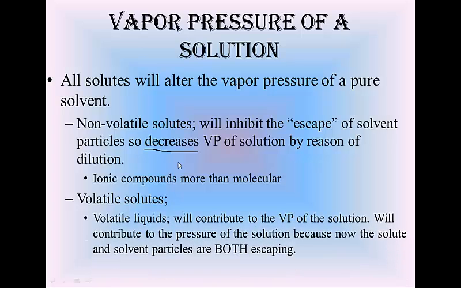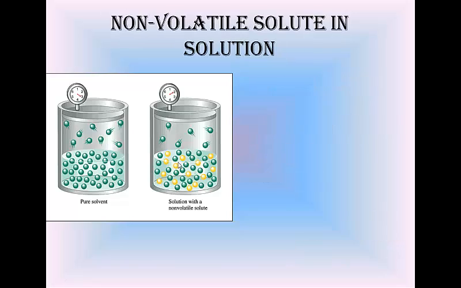Volatile liquids will contribute to the vapor pressure of the solution because the solute that is a volatile liquid will also evaporate. Therefore, you have both the solute and the solvent evaporating, changing from liquid to gas phase. Now you've got them both contributing. Non-volatile, let's tackle that first. Traditionally, your solids, your ionic compounds, your molecular compounds.